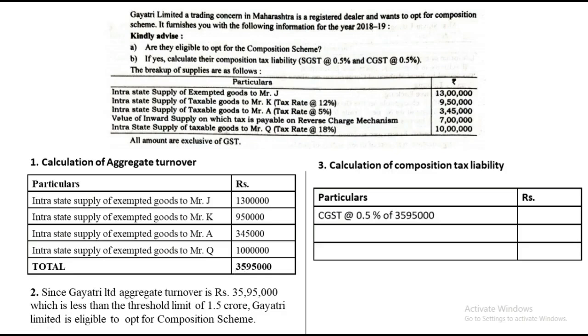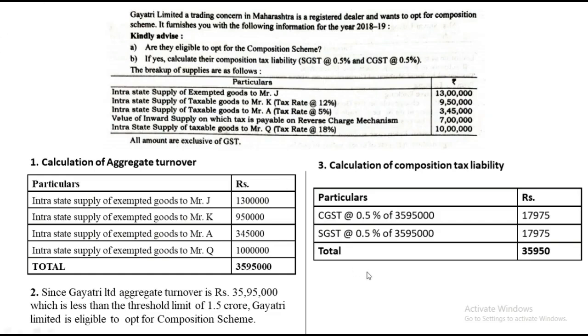So 0.5% of the turnover, the value that we should get is 17,975. Similarly for SGST, same percentage, same amount, so the total also will be the same. So the total composition tax liability for Gayatri Limited will be 35,950. They asked us to find 2 things. These are the 2 things that we have found.